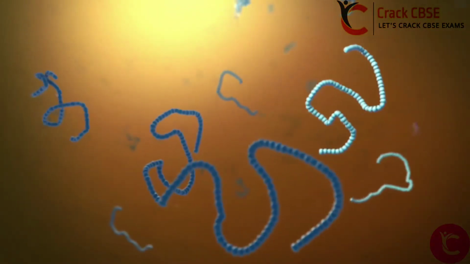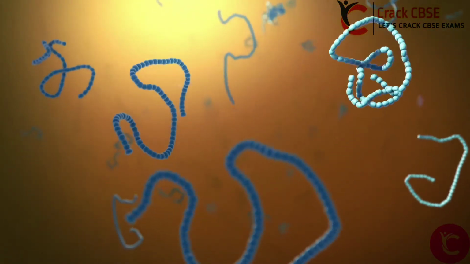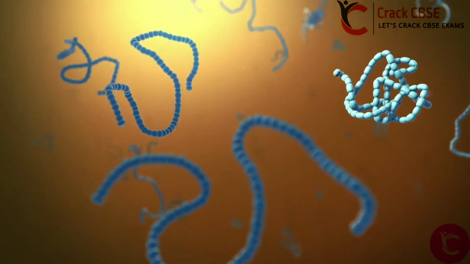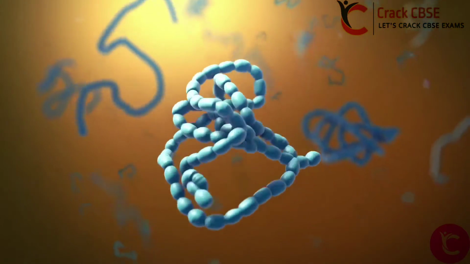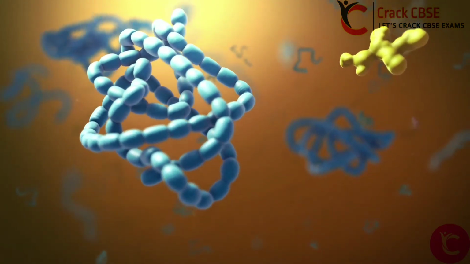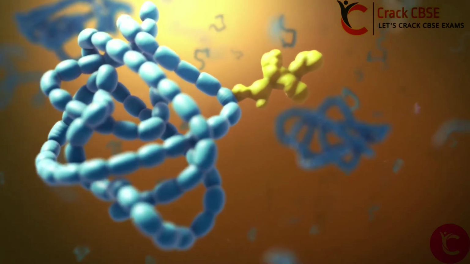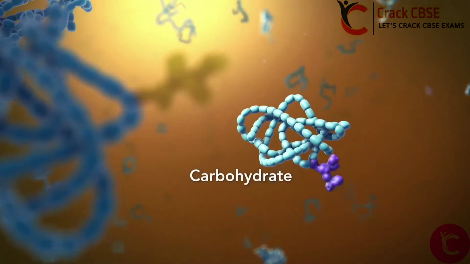As proteins move through the Golgi body, they're customized into forms that the cell can use. The Golgi body does this by folding the proteins into usable shapes, or adding other materials onto them, such as lipids or carbohydrates.